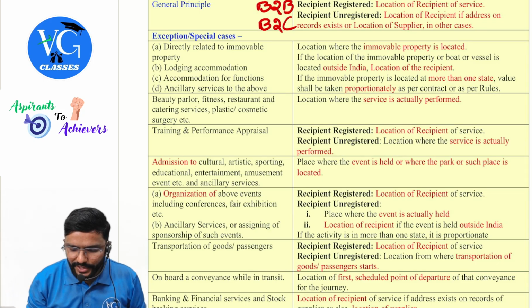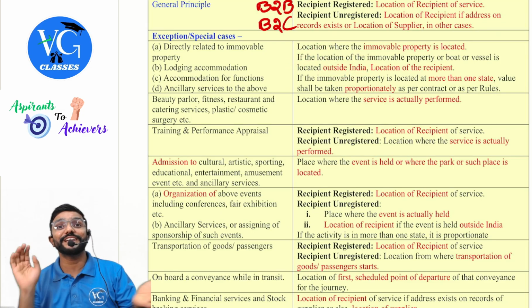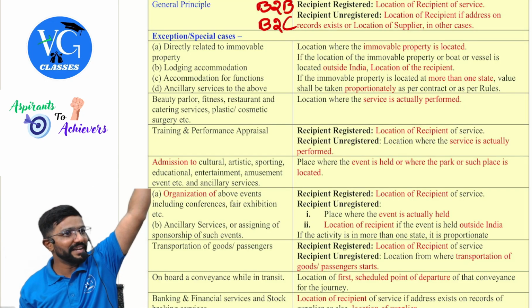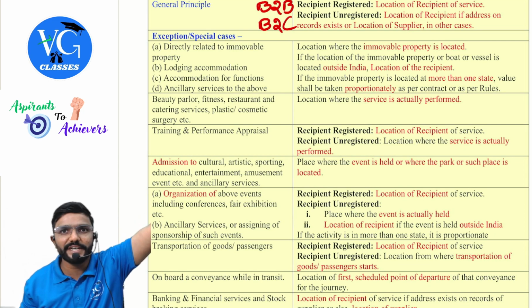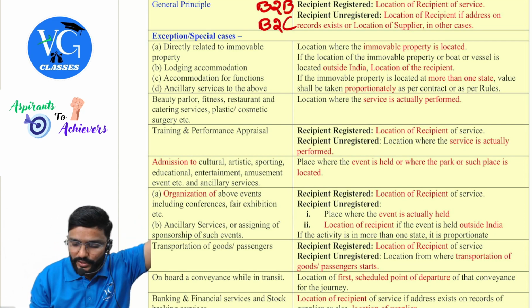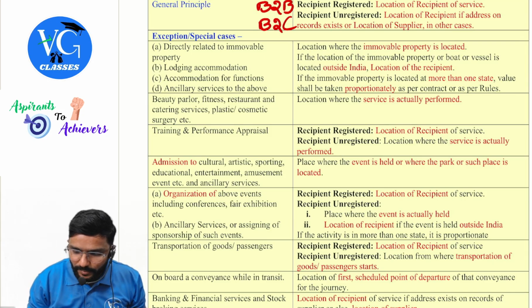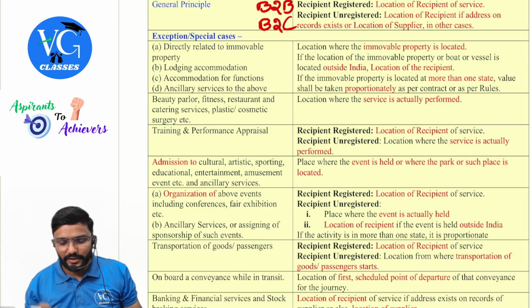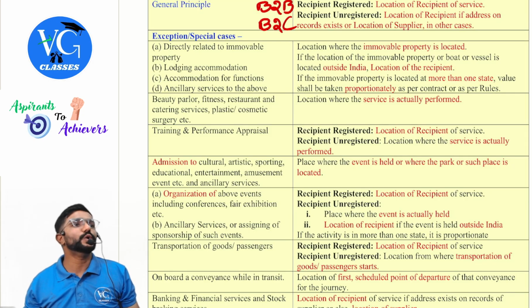If the location of immovable property or boat or vessel is located outside India, the place of supply is the location of the recipient. Sir, I have booked a room in Maldives, Paris, outside India. Yes, so the immovable property is located outside India. So what would be the place of supply? Location of recipient. Next, if the immovable property is located in more than one state, value shall be taken proportionately as per contract or as per rules.